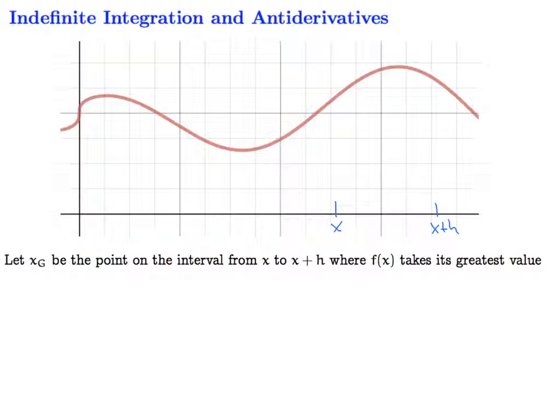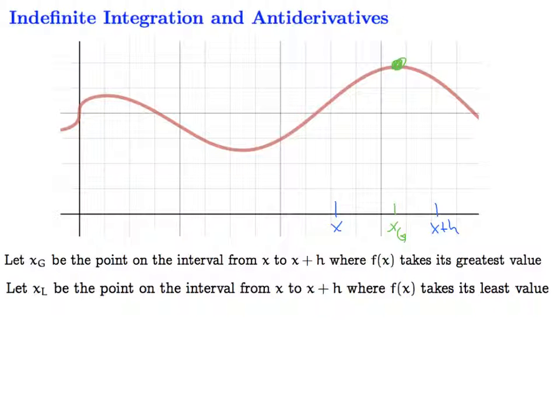Now in order to figure out the integral between x and x plus h, I want to try to trap this region. So I'm going to let x sub g be the point on the interval from x to x plus h where f of x takes its greatest value. If we look between x and x plus h, it looks like my greatest value is right around here. So I'm going to come down and grab this point; this is going to be x sub g, because that's the point where I take my greatest value.